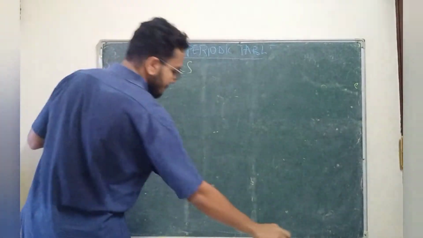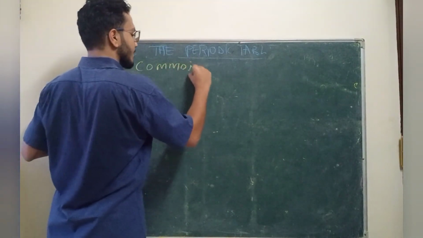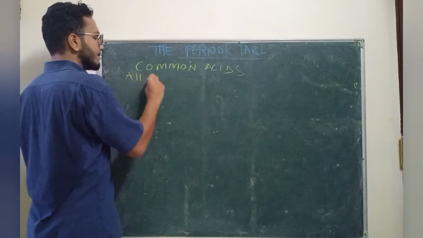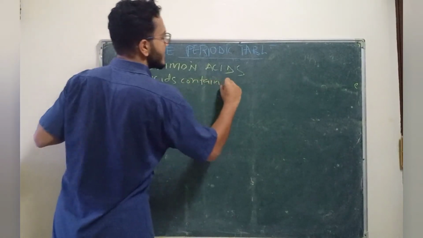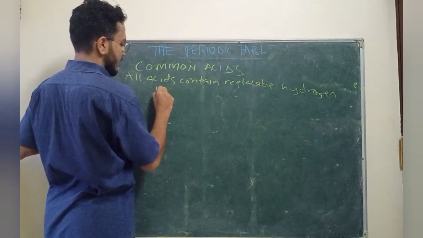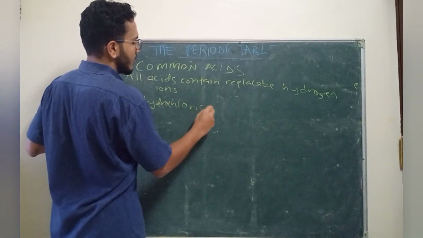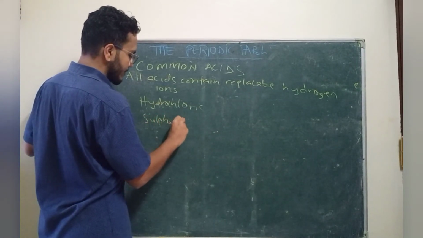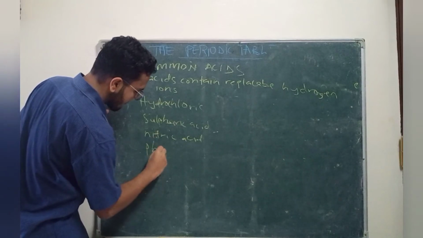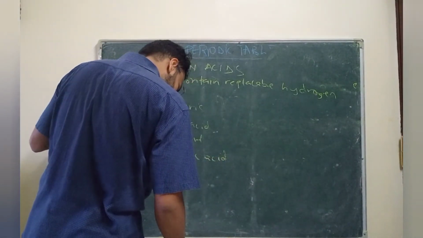Formula of common acids. Our next subtopic is formula of common acids. From radicals we move to formula of common acids. Now all acids contain replaceable hydrogen ions. The most common acids in chemistry which we will learn are hydrochloric acid, sulfuric acid, nitric acid, phosphoric acid, and carbonic acid.